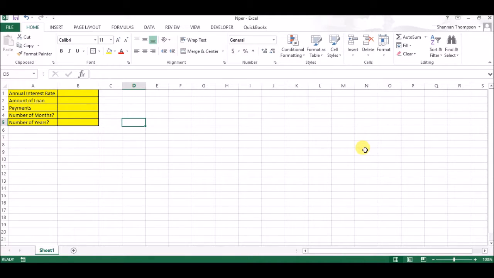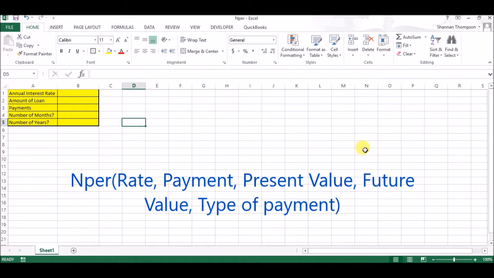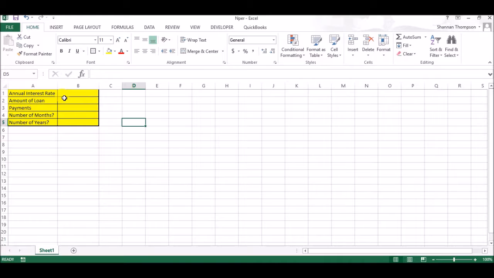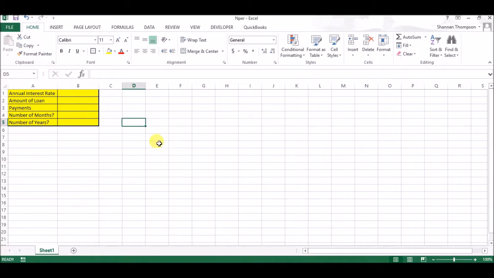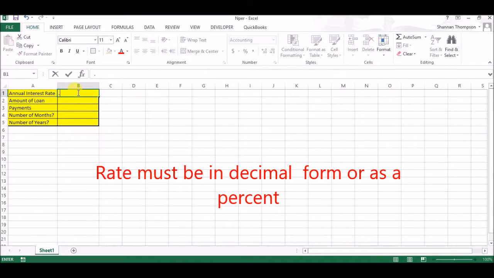The syntax of this formula is actually going to start with your rate, the amount that you paid, the present value or the amount the loan is set for, and that's going to be everything that's required in order to make this formula work. There are two other optional parts to this formula, which is the future value and the type of payment that you're going to make, whether it's ordinary or an annuity payment. So we're just going to keep it simple and stick to the three basics: the rate, the payment, and the present value. So for the rate, you can either put this in percentages or in decimals.